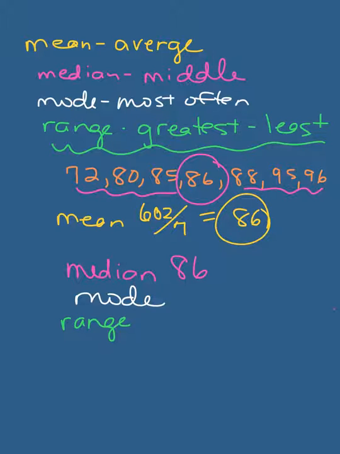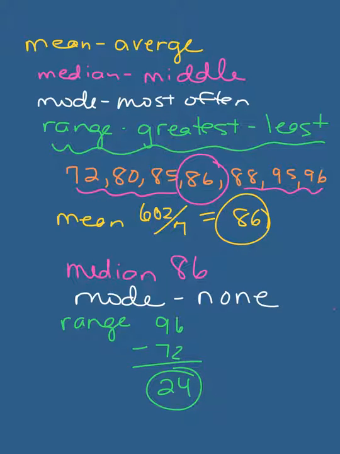And trying to find my mode, that's the most often. Now if I look at my values, everything is only listed once. So in this case, there is no mode, which sometimes happens. You could have no mode, or you could have 1 or more values that can be considered the mode. Now we'll take a look at the range, which is our highest value, 96, minus our lowest value, 72. So our range of values, which is the span of the numbers, is 24.